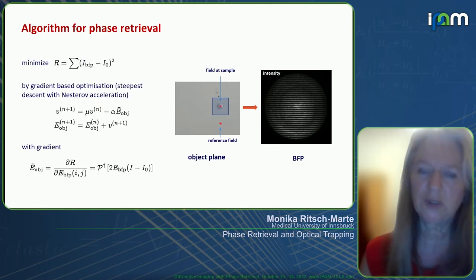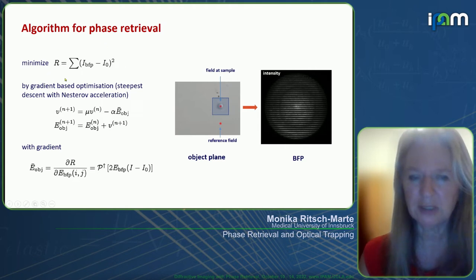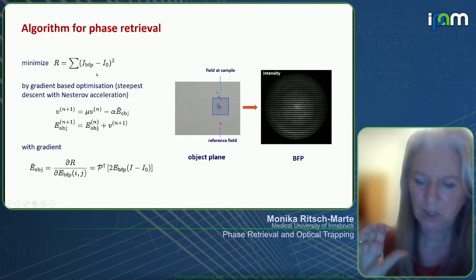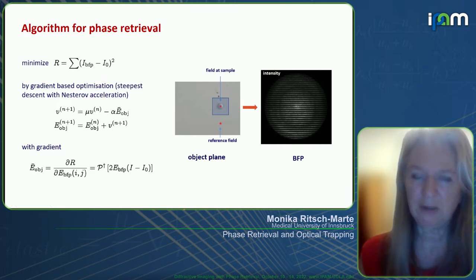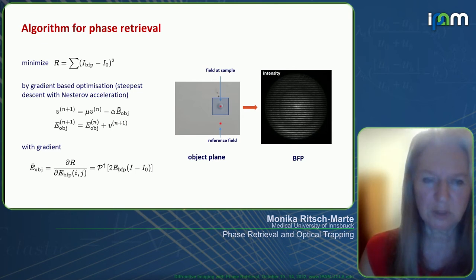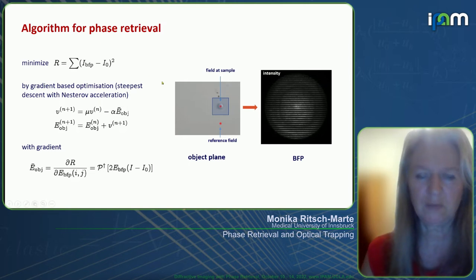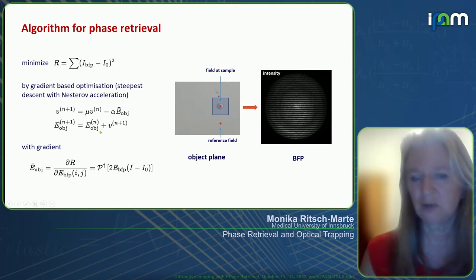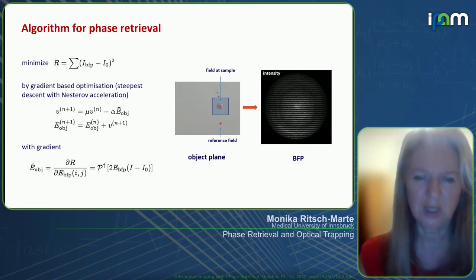And what is the cost function that we minimize? As I said, we look at the predicted back focal plane intensity, and it should match the measured one. It looks something like this. We take these intensities and the difference squared. And then we have chosen to use a gradient descent method, a steepest descent with Nesterov acceleration, which I think is a fairly standard idea to use here. And I guess most of you know much better than me how this works.